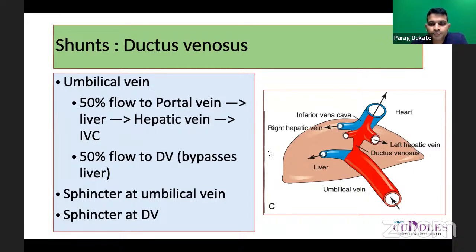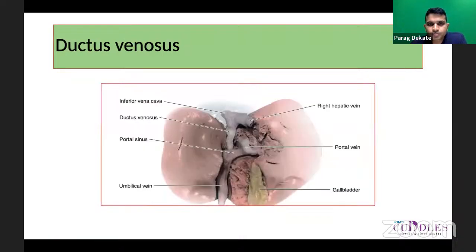We'll talk about it. There is a sphincter in the umbilical vein where it enters into the body at the umbilicus, as well as a sphincter at the ductus venosus, because immediately once you clamp the umbilical cord, what happens? The prostaglandin secretion goes down, and there will be no flow through the umbilical vein, and there will be a sphincter constriction at the ductus venosus, and the ductus venosus will close.